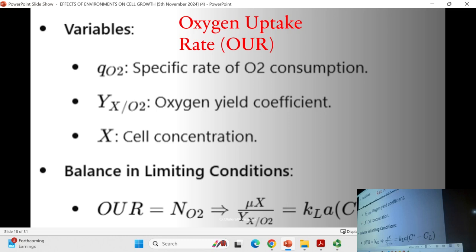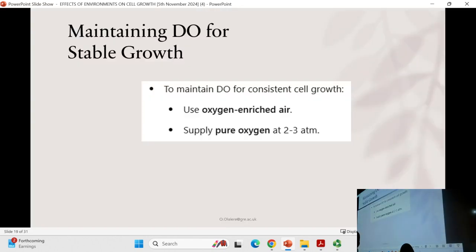So let's look at it. You have the different variables for oxygen. I think I gave you this before: oxygen yield coefficient and cell concentration, and we can balance this one. Don't worry, just note this formula. Then maybe when we get to the calculation part, you will understand better. So that is the oxygen uptake rate. That's very important also.